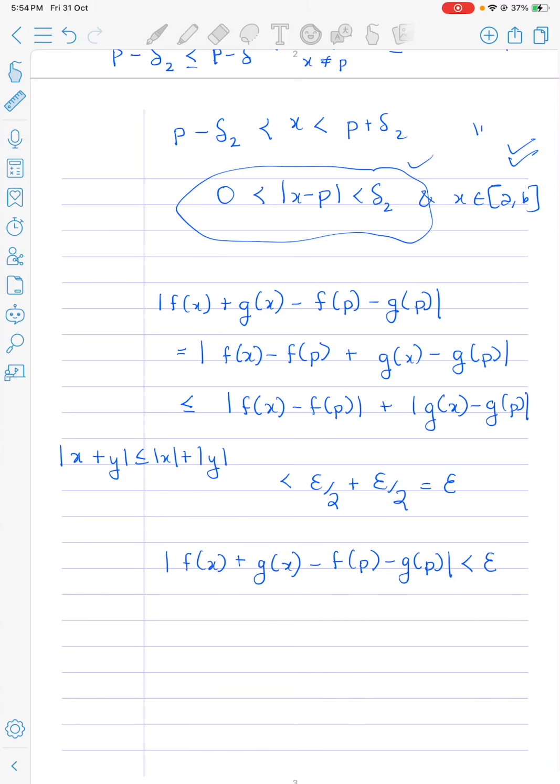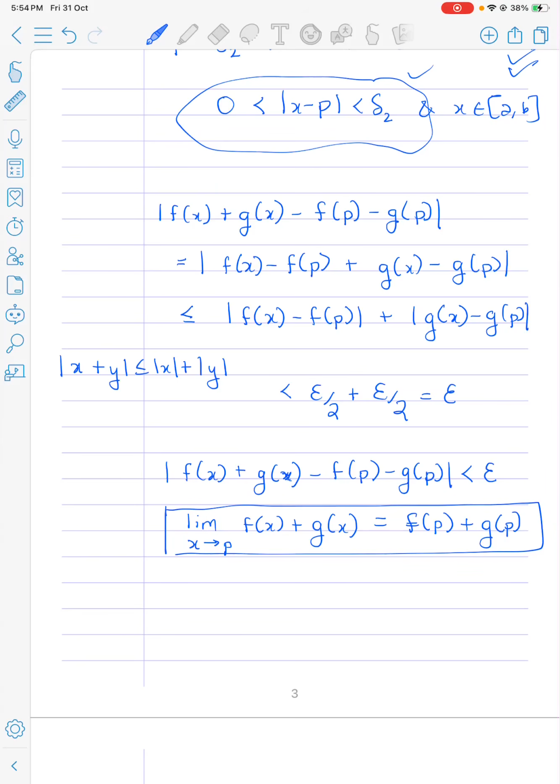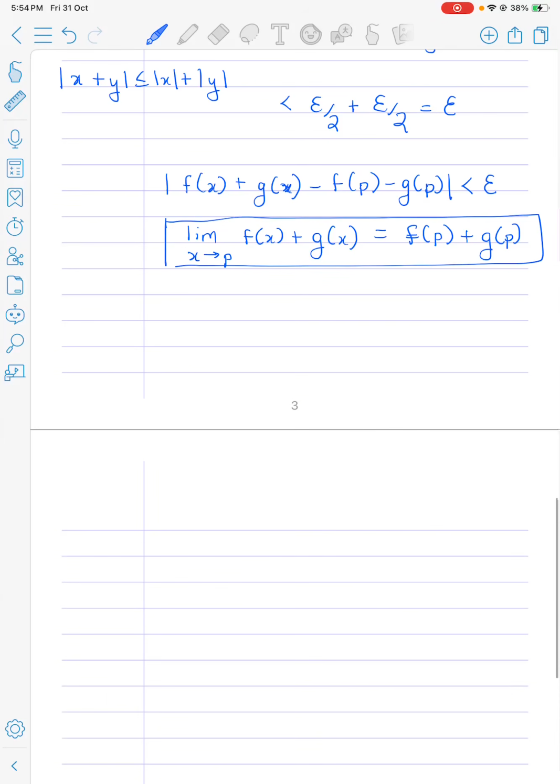So this limit, as x tends to p, of f(x) plus g(x) is equal to f(p) plus g(p), right? This is what we had to show.